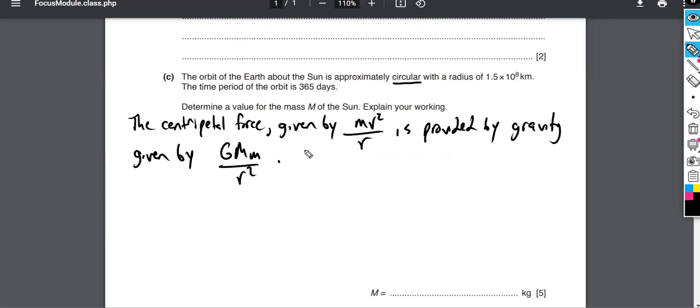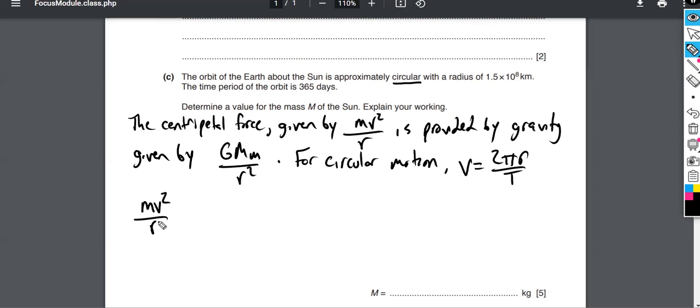We also know that for circular motion, velocity is 2 pi r over t, right? The distance around a circle is the circumference, 2 pi r. So the way I prefer to do this calculation is to solve for the velocity first and then make the substitution in over here. So let's put all these ideas together.